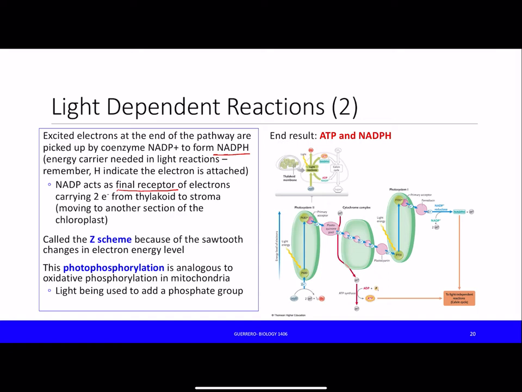This whole process we've just described is what is called photophosphorylation. It's a lot like oxidative phosphorylation. So here's the difference. Oxidative phosphorylation happens in cellular respiration and requires oxygen to take place. Photophosphorylation happens in photosynthesis and requires light energy in order to take place. It doesn't need any oxygen. But the end result of the light-dependent reactions is the making of ATP and NADPH.